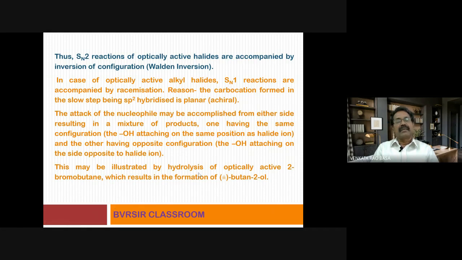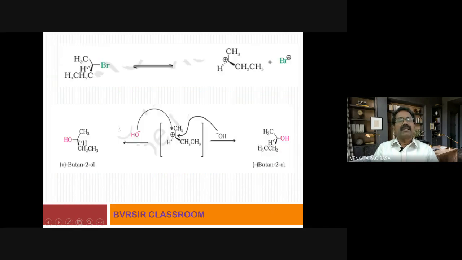I will explain that now. This may be illustrated by hydrolysis of optically active 2-bromobutane. Take this example, 2-bromobutane, which results in the formation of plus butan-2-ol. Let us see how it is happening. This is the 2-bromobutane molecule. The first step is the slow step and also the RDS, rate determining step, resulting in the formation of a carbonium ion by the elimination of Br minus ion.